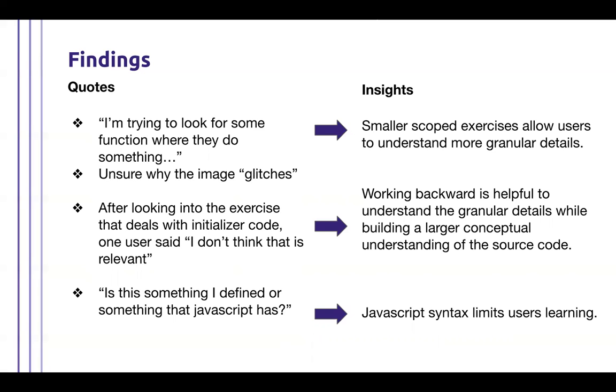this algorithm didn't strictly follow the reverse call stack sequence. But once the user saw the exercise in the third round of exploration that was around scope and context and that strictly followed the reverse call stack sequence, they were able to see how everything connects a lot better. So this demonstrates that working backwards is helpful to understand the granular details while building a larger conceptual understanding of the source code.